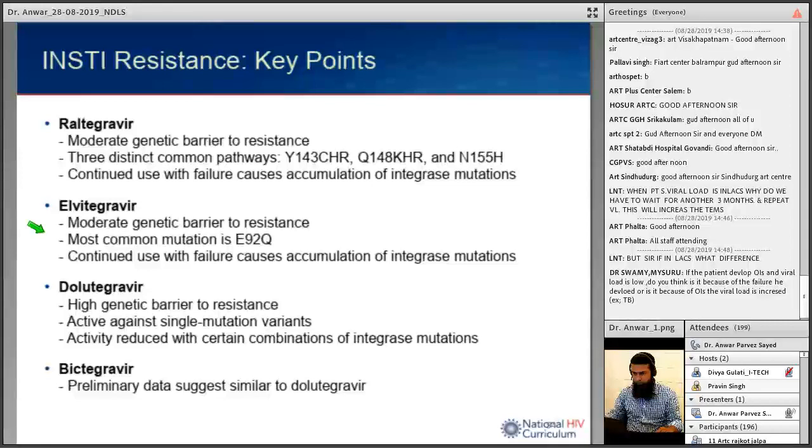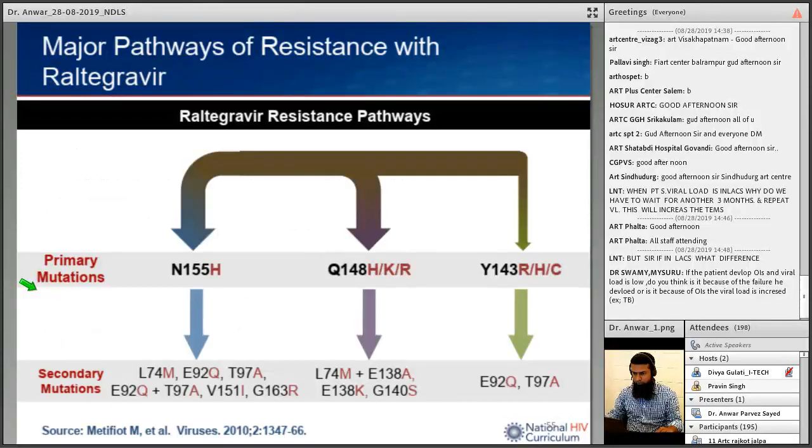Okay. So integrase inhibitor, again we have multiple regimens. Right now in the program we have raltegravir, but as I mentioned before, dolutegravir is making its entry into the national program. The other drug is bictegravir, for which only preliminary data is available. It is very similar to dolutegravir. Elvitegravir we don't have, but dolutegravir is at least coming in as of now. Again, they have some primary mutations and secondary mutations.